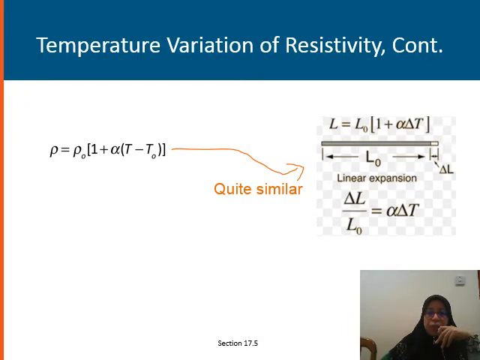Alright, this is the fourth condition, or the fourth factor, that affects the value of R. So just now, it was the type of metal, which is resistivity, then length, finally the area, and now we have a new one, which is the temperature.